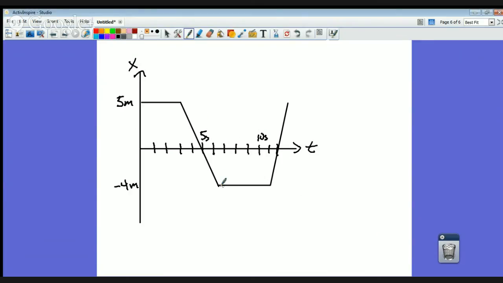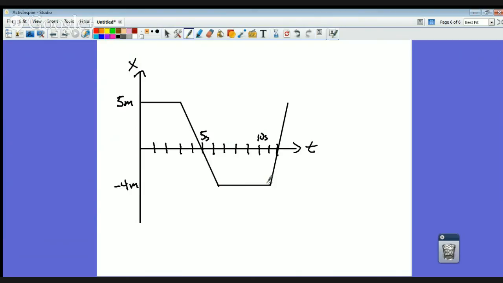And then down here, between about 6.5 seconds and up until about 11 seconds, we're staying at -4 meters. So we started, we usually say right is positive, so we started to the right, 5 meters to the right of the origin. We moved back towards the origin, back towards 0 of our coordinate system. Then we moved past 0, and we kept going, and we got to -4.